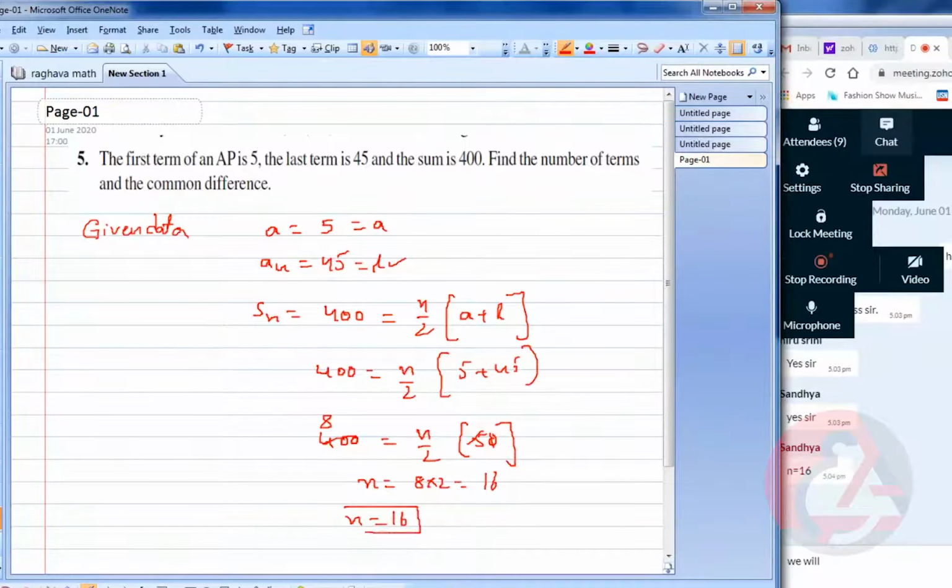That means the given data is, the first term A is equal to 5 and the 16th term is 45. So what is asked? Find the number of terms and the common difference. How to find out the common difference here? Anyone got the common difference? I think we already did this question. Anyway, we are doing it again for recapitulation.